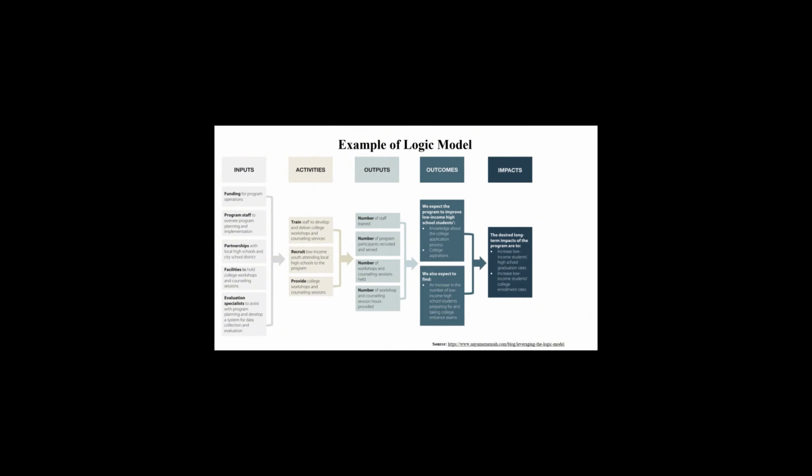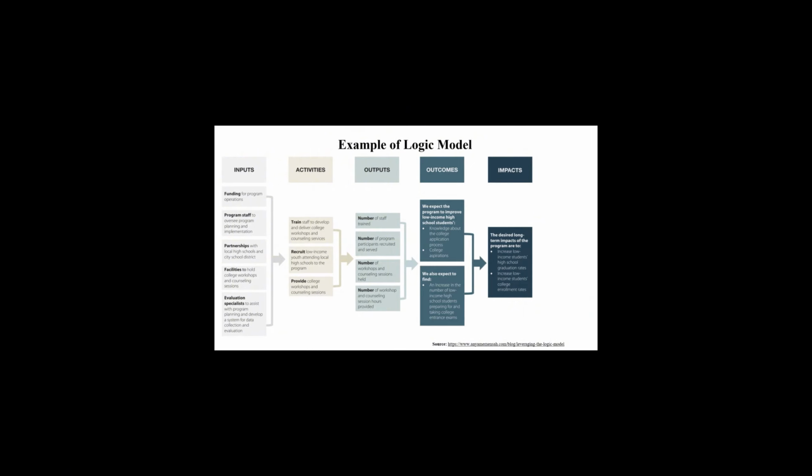So as I was explaining before, this model outlines the inputs, like all the resources: funding here, staff, partnership, facilities, and evaluation specialists. And in their activities, they have training staff, recruiting students, and providing workshops. They are directly connected to their inputs. And for their outputs, they have number of staff trained, students served, and number of sessions served as well. So these are directly connected to the activities.